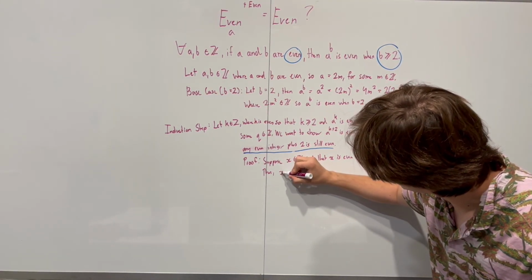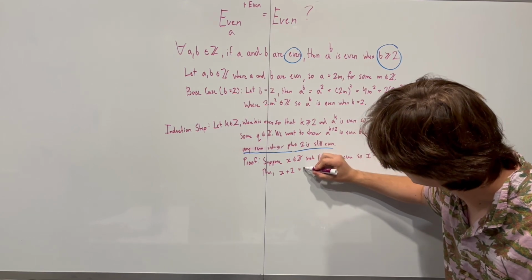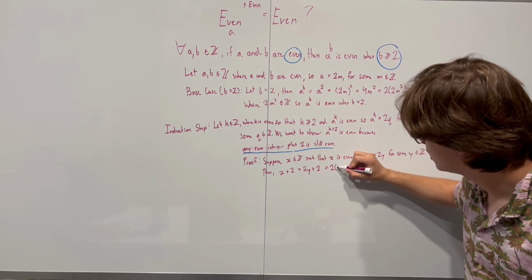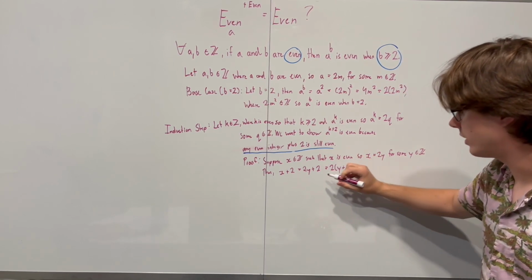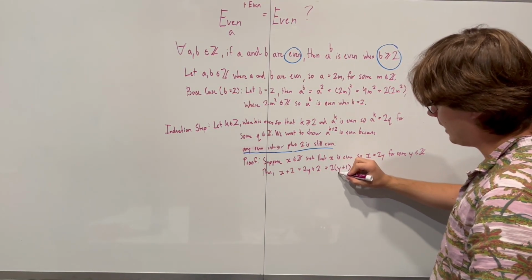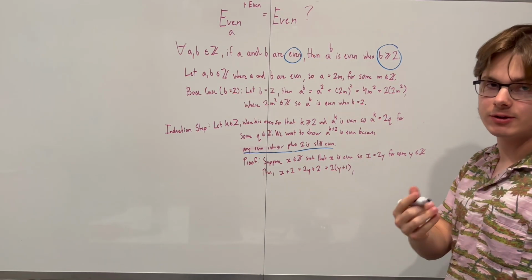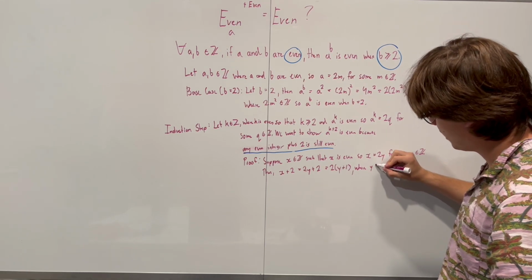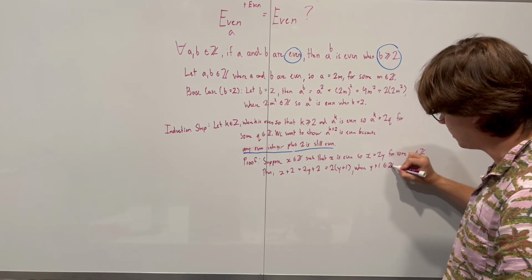Then we're going to say x plus 2 is going to equal 2y plus 2, which is going to equal 2 times y plus 1, right? We can just factor a 2 out. And now we have to acknowledge that y is an integer, plus 1 is still going to be an integer. So we say where y plus 1 is an integer.